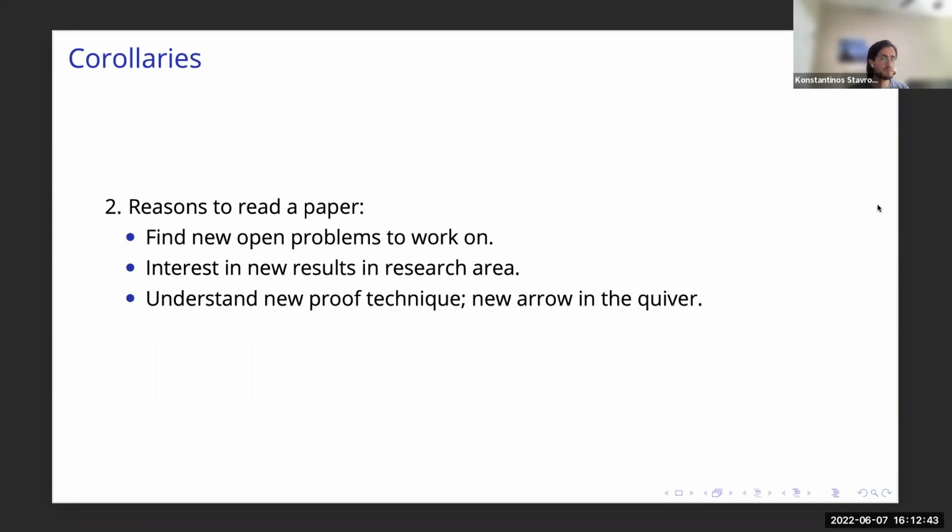Another reason would be, if you are familiar with an area, to just keep up with the new results. And another reason would be that you would like to really understand the new techniques that the paper offers, in order to use them afterwards in some different problem.